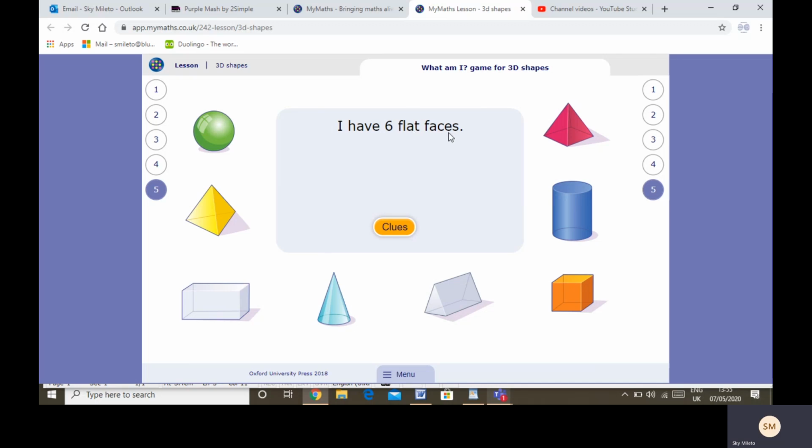6 flat faces. Okay, 1, 2, 3, 4, 5, 6. Still both have 6 flat faces. 1 or more oblong faces. This gives me my answer because there are no oblongs in a cube. Remember, they're all squares. Remember, an oblong is when 2 of the sides are longer than the other 2. So it must be a rectangle, or not a rectangle. Rectangle is a 2D shape. Silly Miss Manetto. A cuboid. Ta-da! So you can play that as many times as you want.